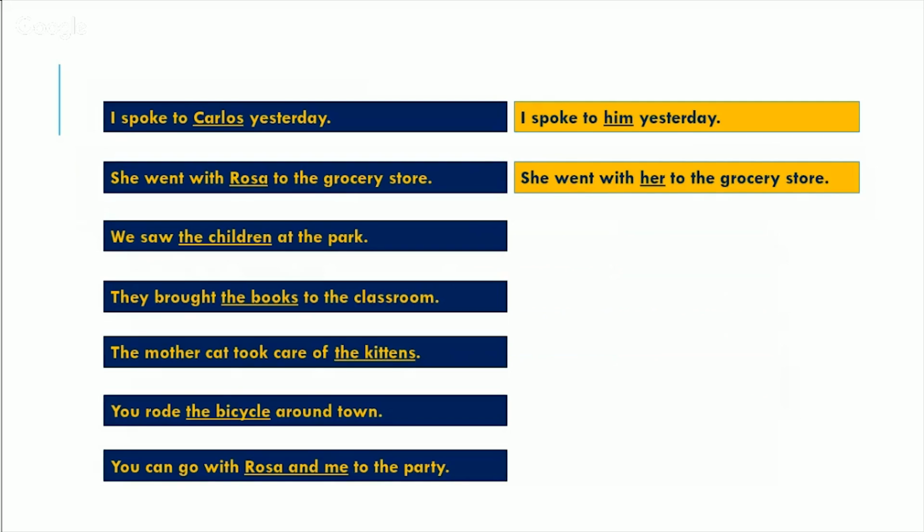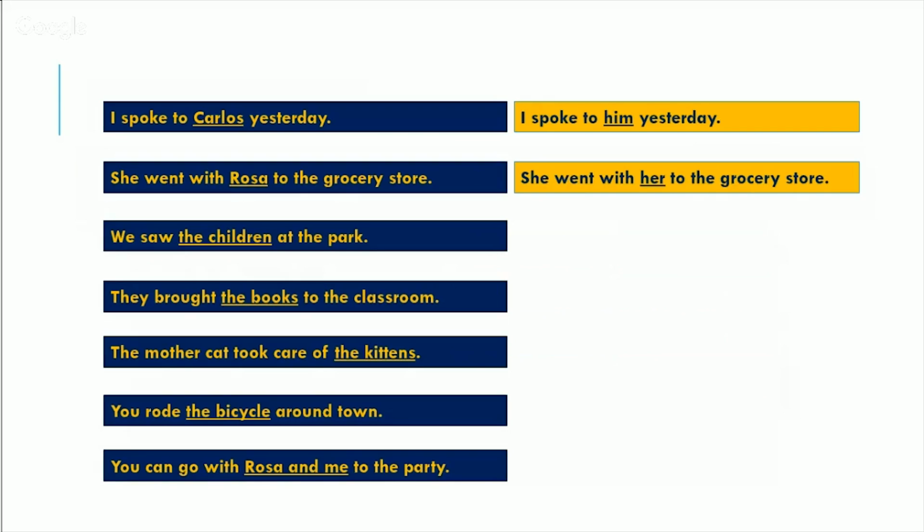So we have some good answers there. She went with her to the grocery store. That's excellent right there. You guys are doing a great job. Let's look at number 3 now.